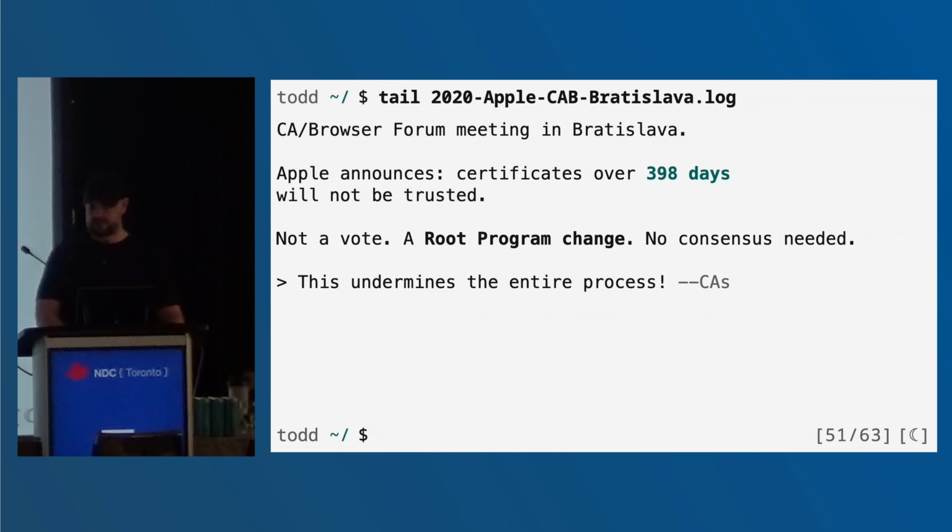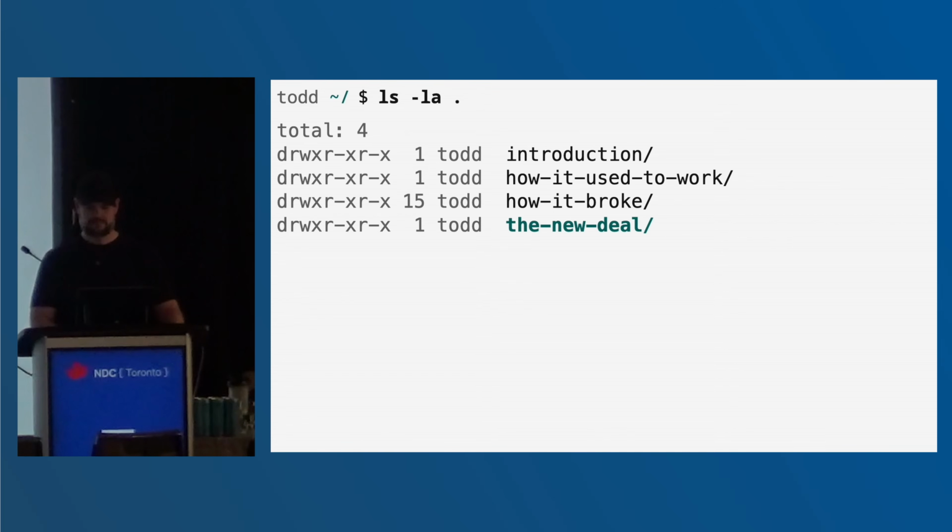The CAs complained. This undermines the whole process. You're not getting consensus. Apple said, we can't wait for you. We couldn't wait, like the SHA-1 debacle, certificate transparency logs. We can't wait for this to happen. That was the moment the tide shifted, and short-lifetime certificates became inevitable. Here's what actually happened in the wake of that, and what we all have to do about it.